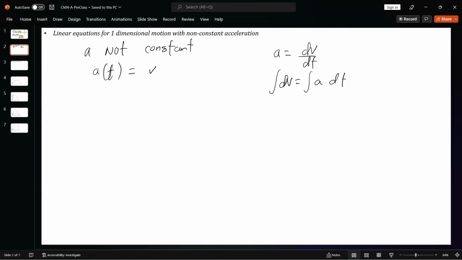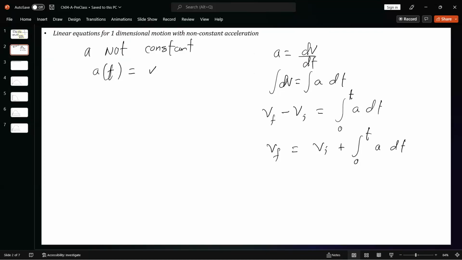Then if I integrate this, my formula becomes slightly different. V final minus v initial is equal to the integral of a dt, where time goes from 0 to t. Now to do this integral, I need to have the function for the acceleration, right? Then from here I can figure out the final velocity equation, which is equal to v initial plus the integral from 0 to t of a dt.